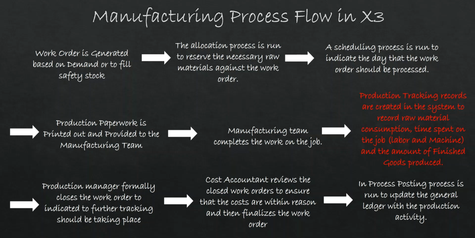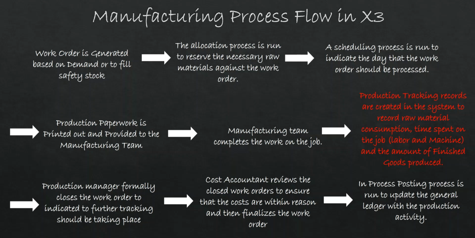So the production personnel has completed the work on the job. They send that paperwork back into the production office. So then a production manager would go into the system to create the production tracking records against the work order to, again, consume the raw materials that were dedicated to the job, to indicate the amount of time spent on the job, as well as to indicate the amount of finished goods that were produced on the job.